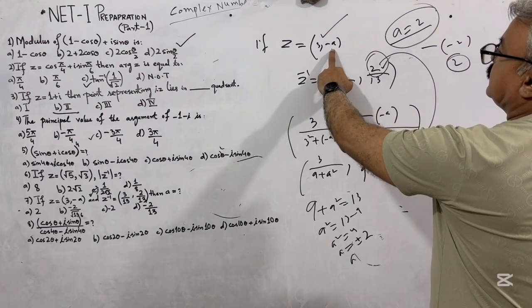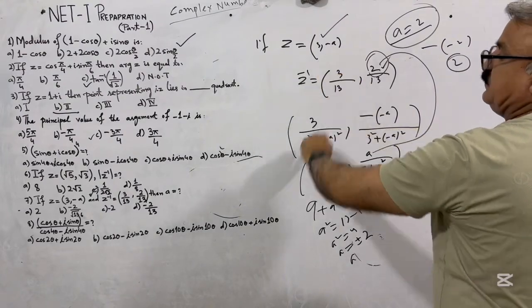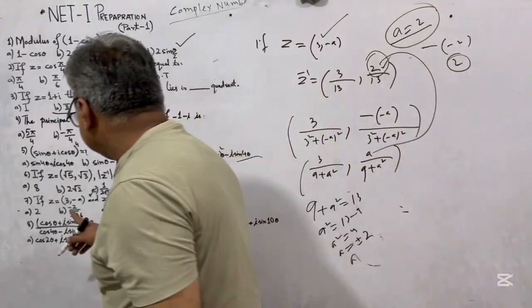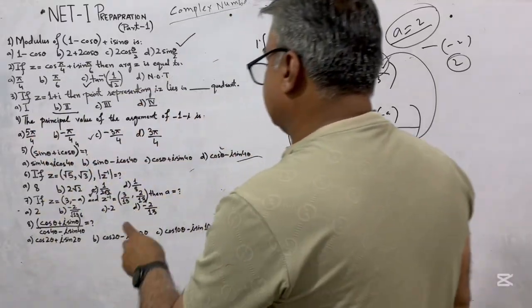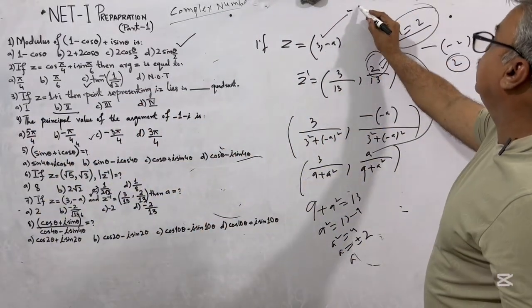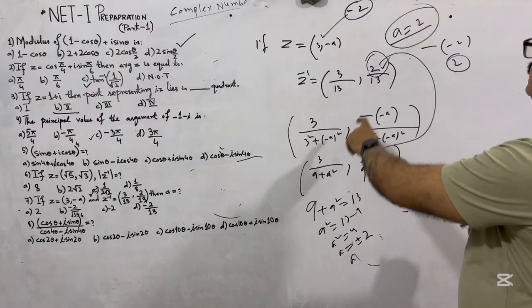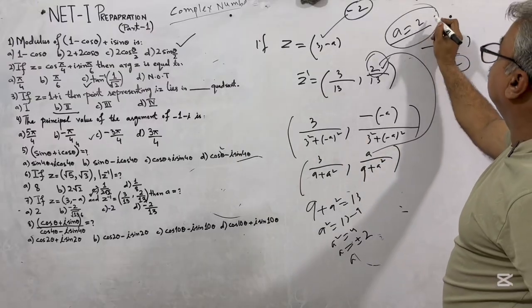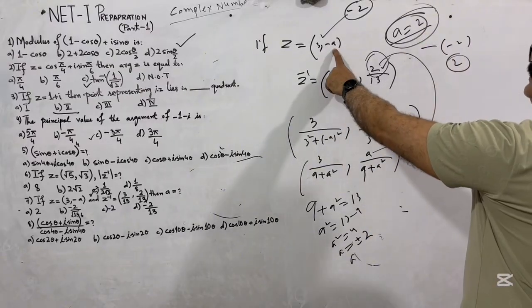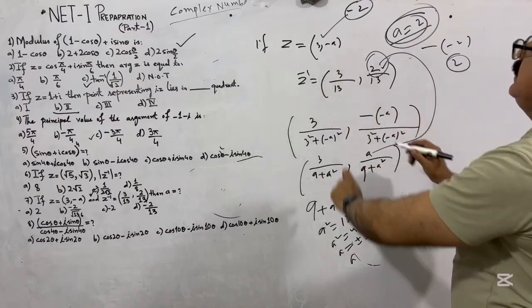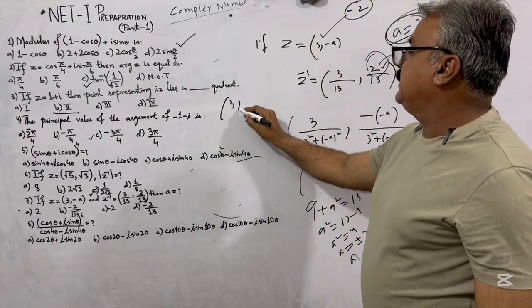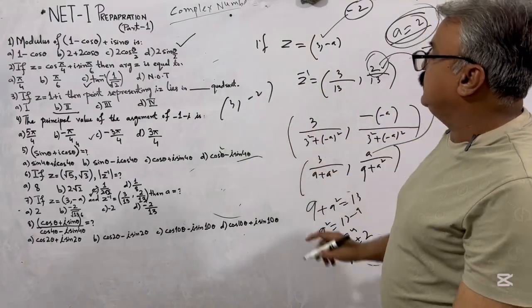Here it is minus, value of A is 2. If I would have written minus 2, here it will become positive 2. So value of A is only 2. If I write here, look at this, 3 minus 2.